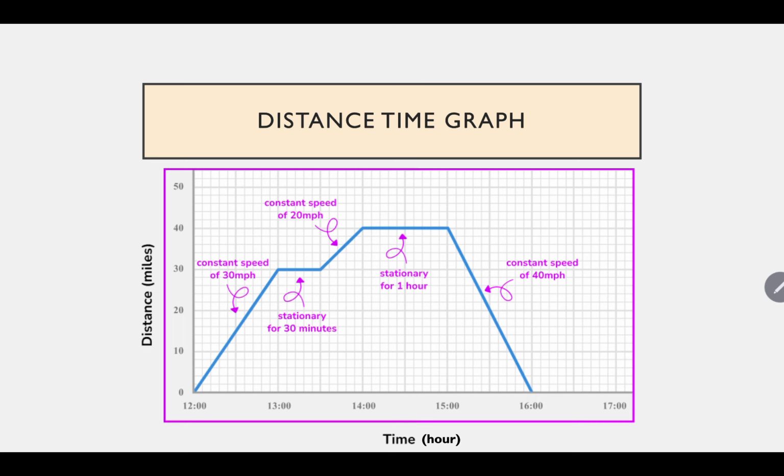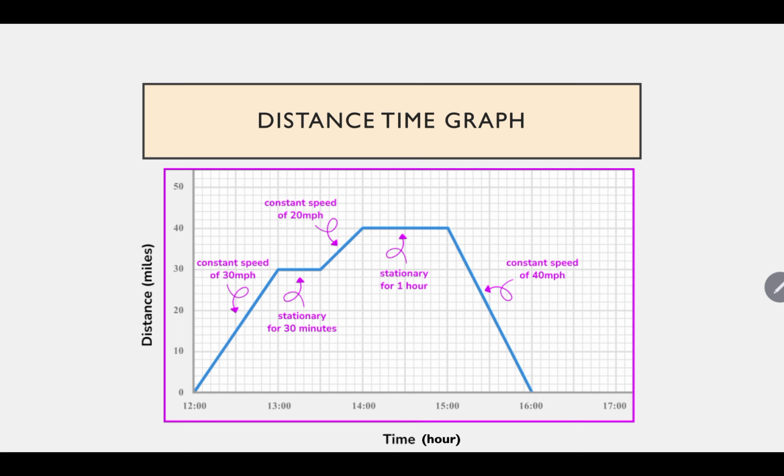Then I got a slope again in a straight line. So the slope shows constant speed. And once again, the distance stops at 40 miles, but the time continues to go for a full hour. So the person is stationary or at rest.